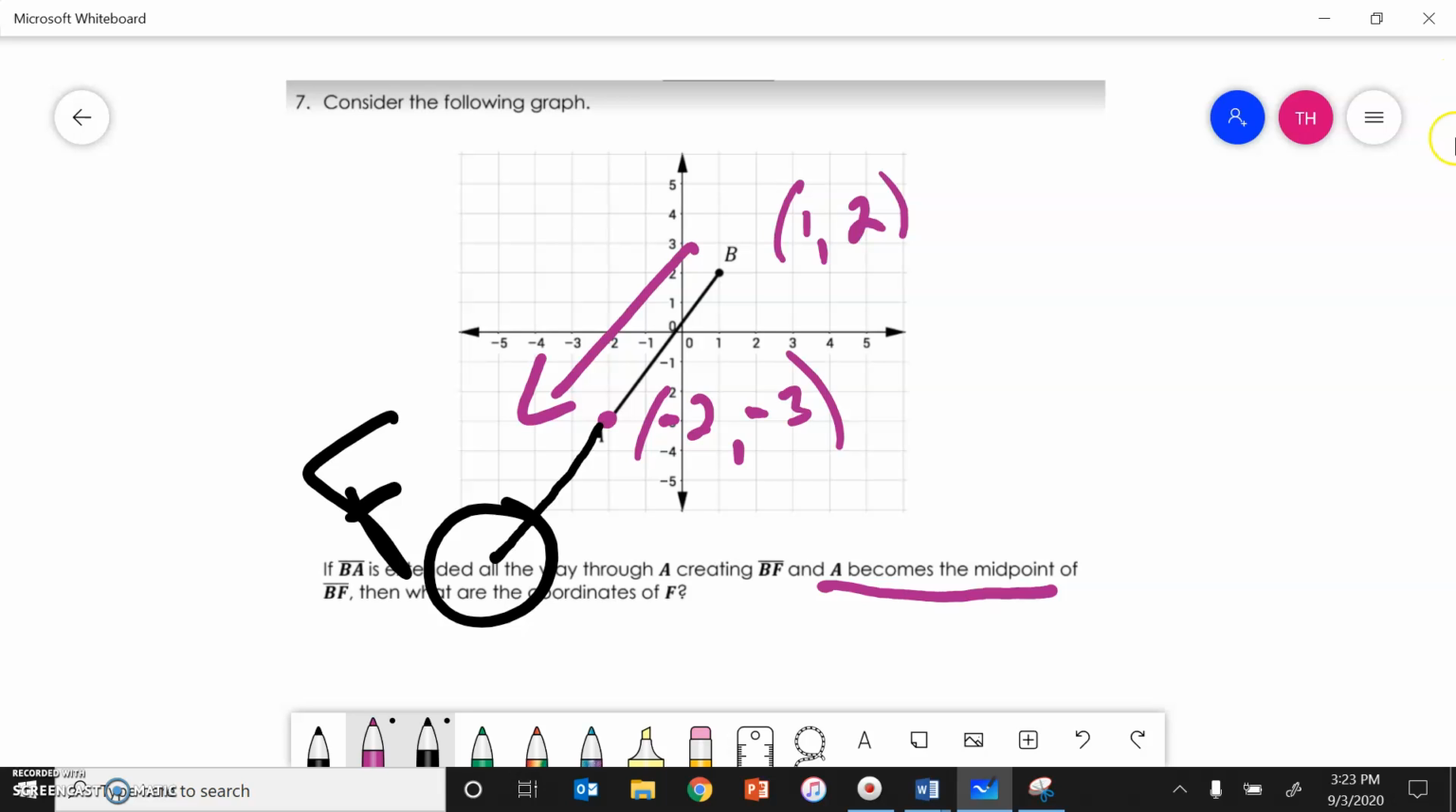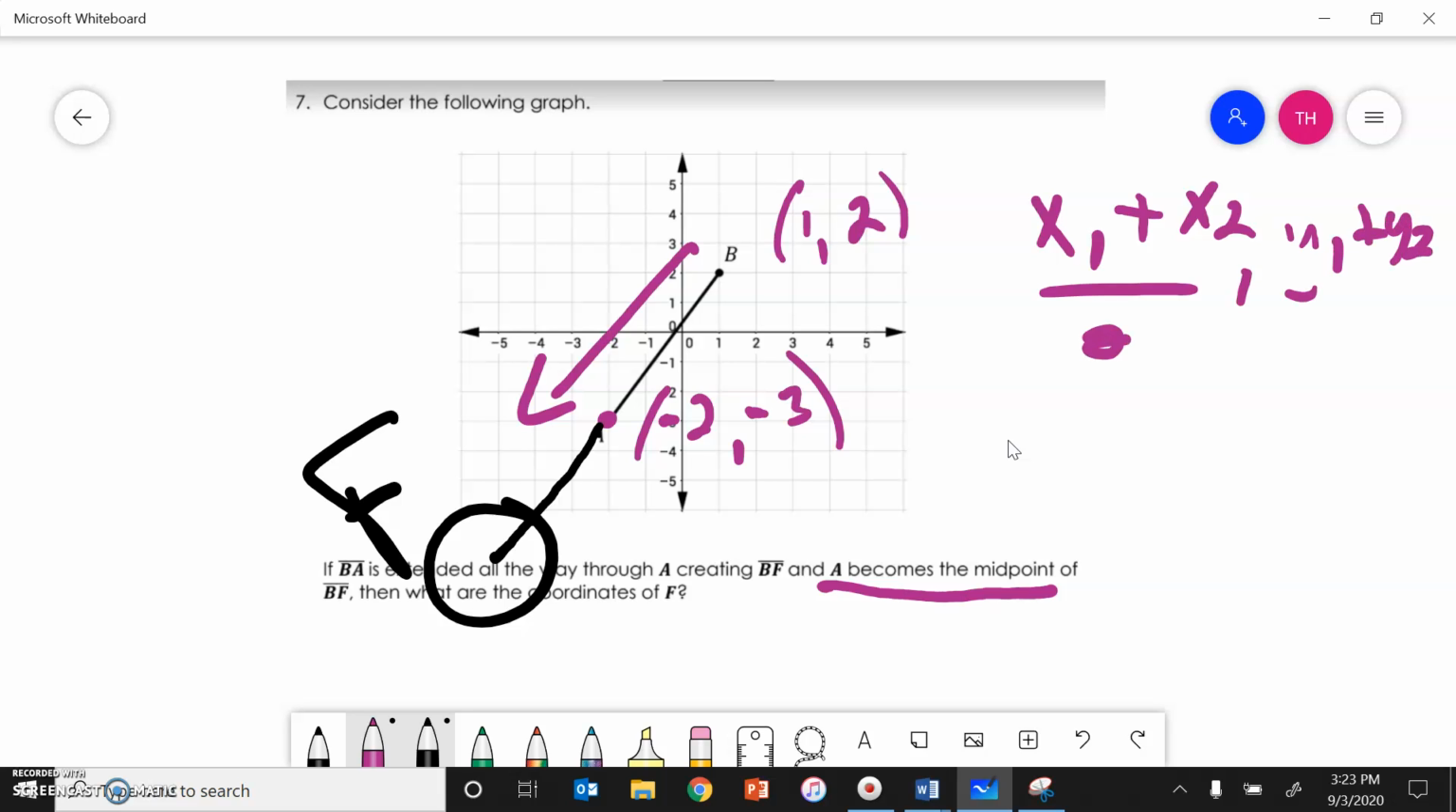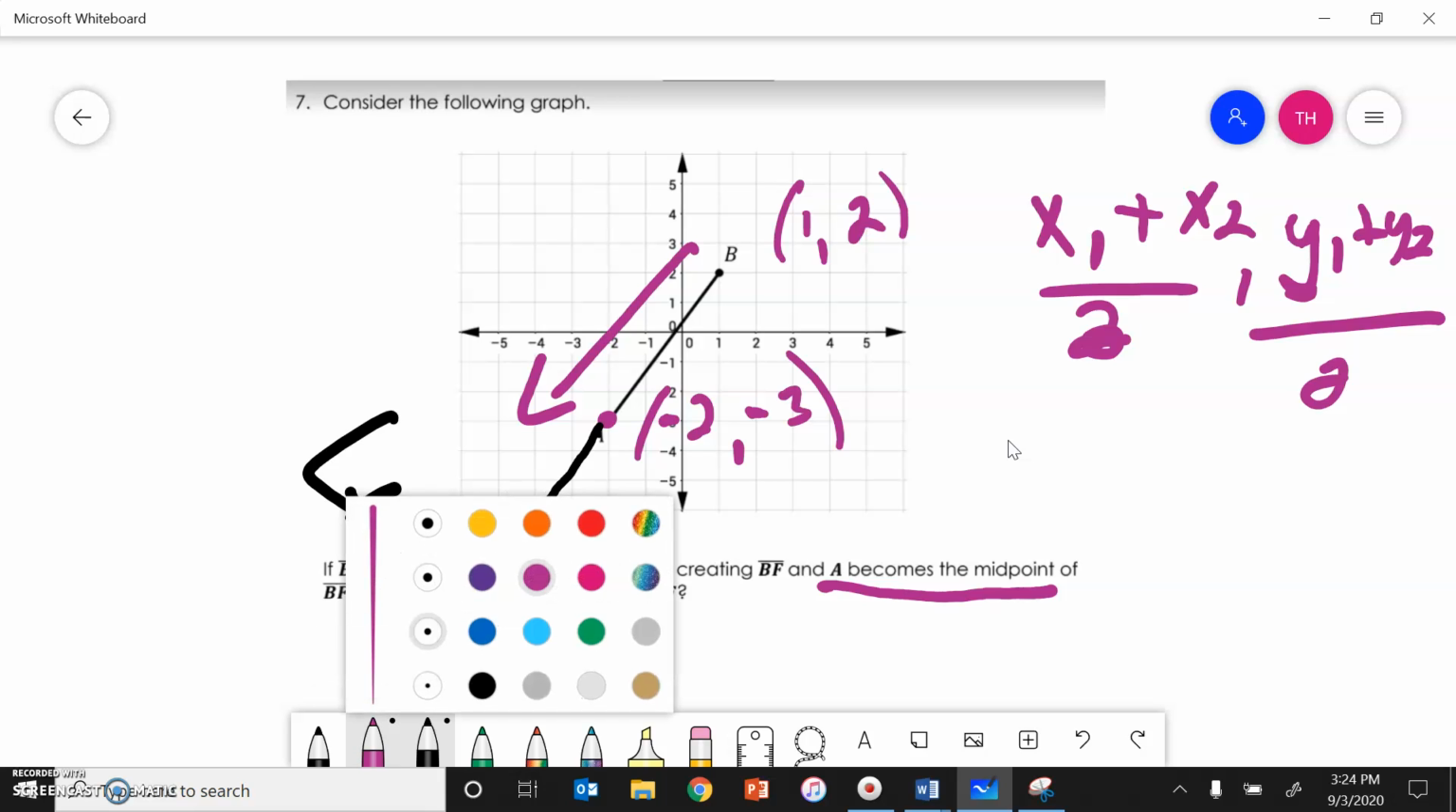Now we're going to use those coordinates to come up with the coordinates of our new endpoint F. There are a couple of different ways you can do it. You can use the midpoint formula, x1 plus x2 over 2, y1 plus y2 over 2, or you can use number lines. We've been using the midpoint formula in class the most, so I'm going to do that instead. The values of our midpoint are -2, -3.